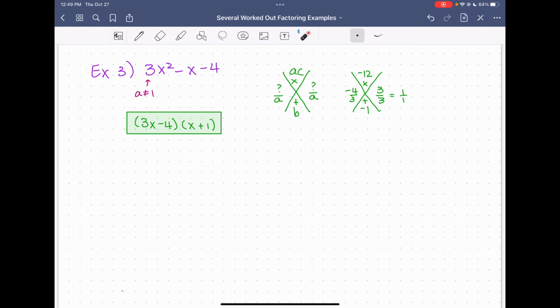And remember, I should have done this on the other two. Just do that quick check to see if you're on the right track. This doesn't guarantee you're correct, but at least it guarantees that you're on the right track. Do the first and the last from FOIL. 3x times x is 3x squared, which is our original answer. Negative 4 times 1 is negative 4. We're probably on the right track.